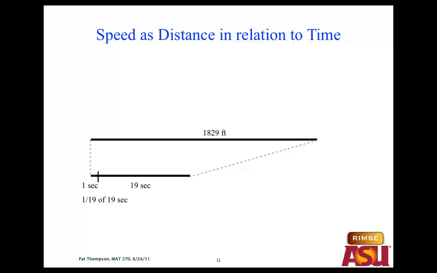Okay, where is Chloe? Is this kind of how you started? Yeah. All right, so where did you go from here? Since those two lines are relative to each other, the top line also needs to be divided into 19 equal segments. So this is showing 1/19 of 1829.